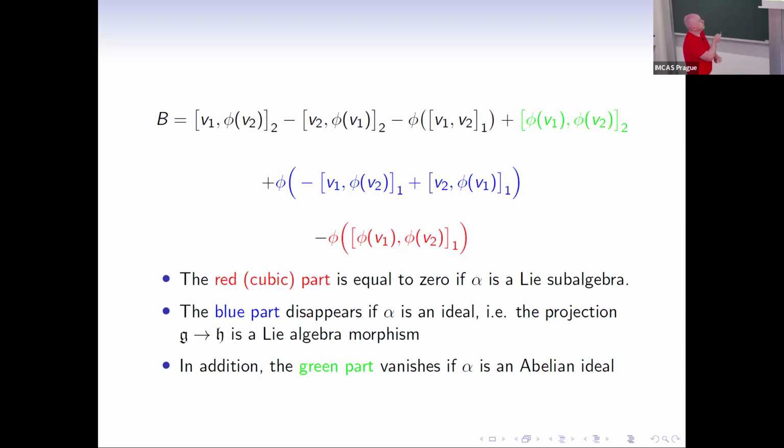So the blue part disappears if A is in particular an ideal. So the projection from G to H is a Lie algebra morphism. And in the previous notations, it corresponds to a Q bundle. Okay, so the projection from G to H is a DG bundle. And the additional green part vanishes if A is an abelian ideal. And if the green part vanishes, we will have a linear structure. And it will mean that locally our deformation will be, our Q field will be linearized. And I will say it in a bit more general context slightly later.